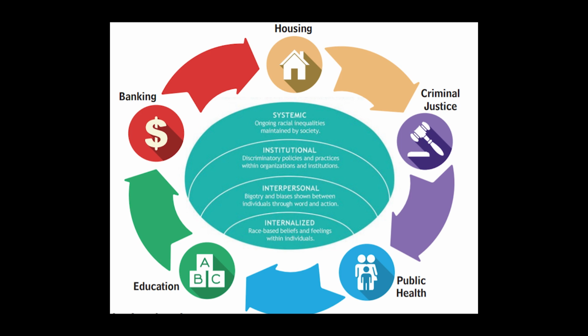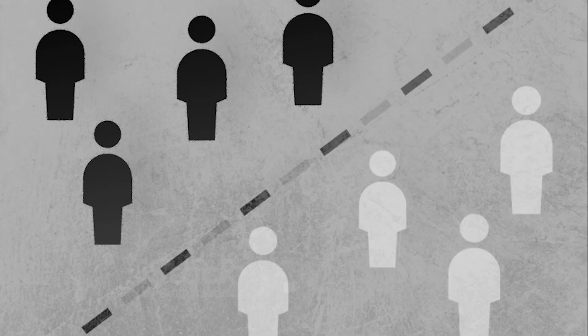Number four, fostering critical thinking and analysis. By incorporating more diverse perspectives and materials, innovative interventions can help to foster critical thinking and analysis among students. This can help students to better understand the historical and social context of systemic racism and develop the skills to analyze and challenge systems of oppression.